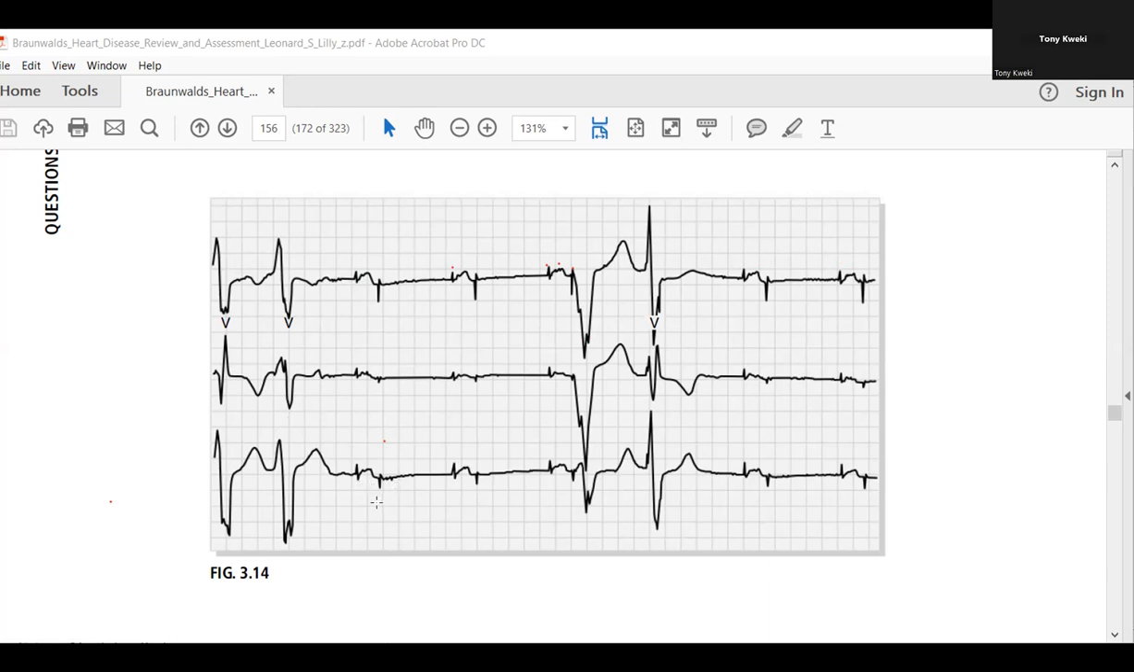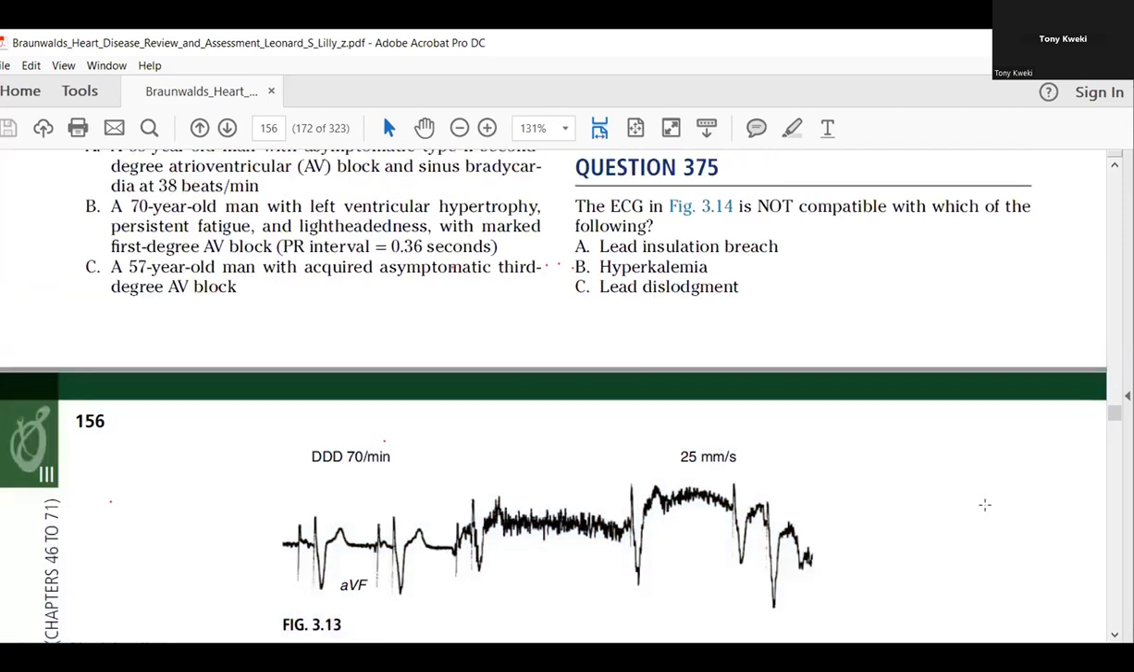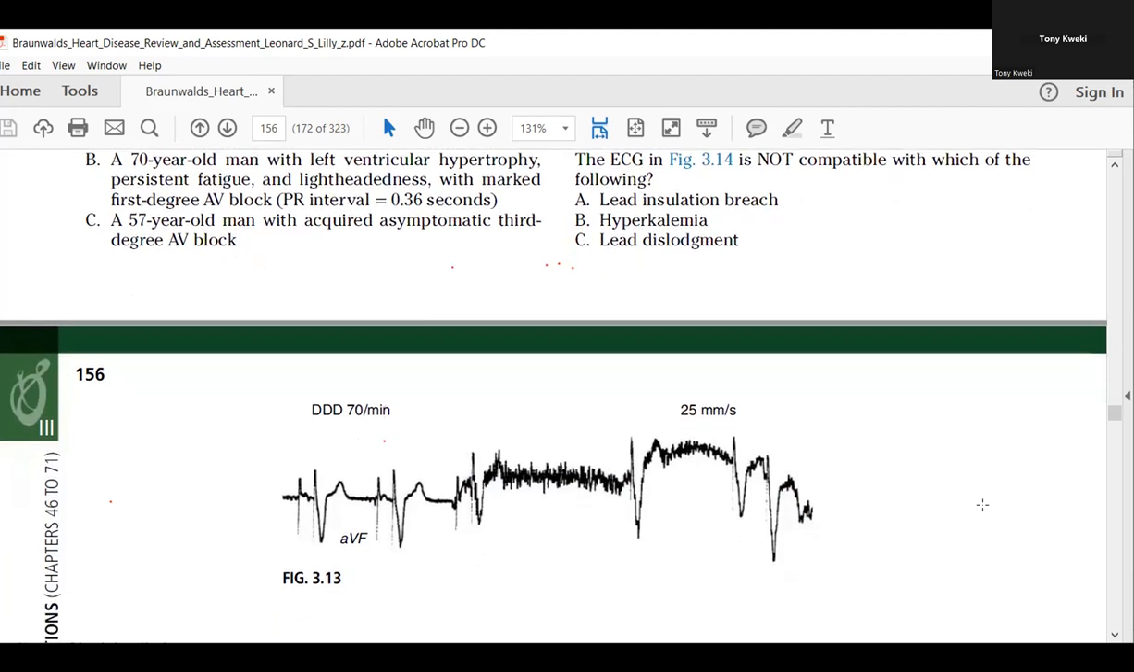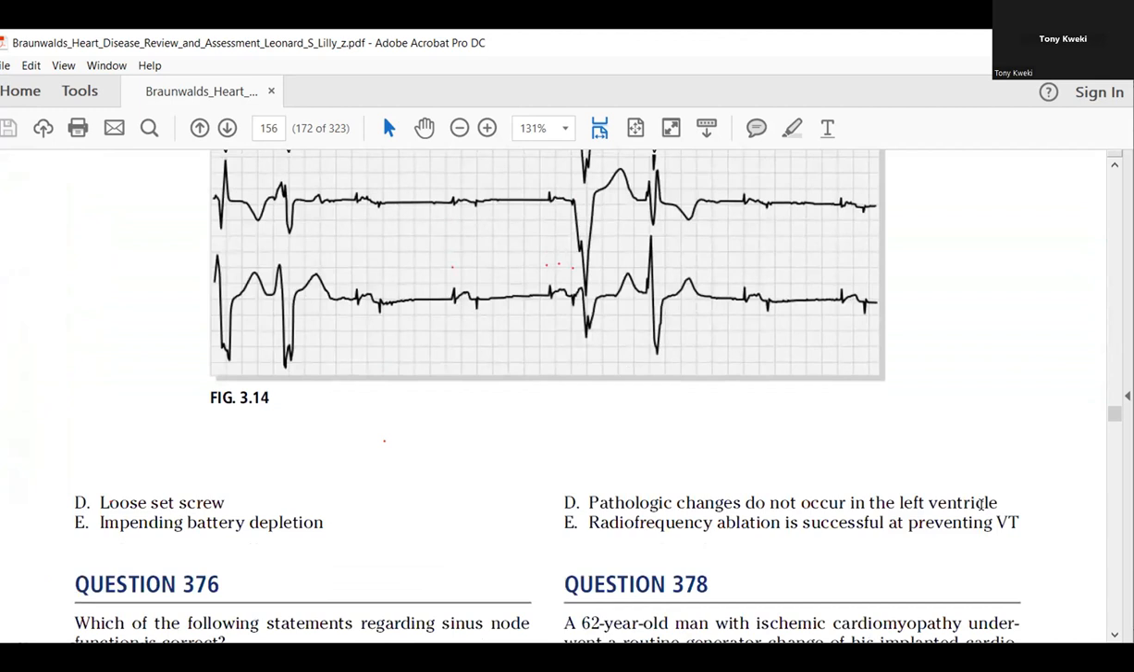So when you go back to our question, basically the question is, in which conditions is this not compatible? So we are looking at lead insulation breach, and we talked about something like that. That can happen. This is the failure to capture. We go even to hyperkalemia. We said this can also happen because in most times the pacing threshold is increased, and the things that can increase it can be in the setting of hyperkalemia. So this can potentially occur. I think the picture, yes, this is the picture exactly. So this can happen in hyperkalemia.